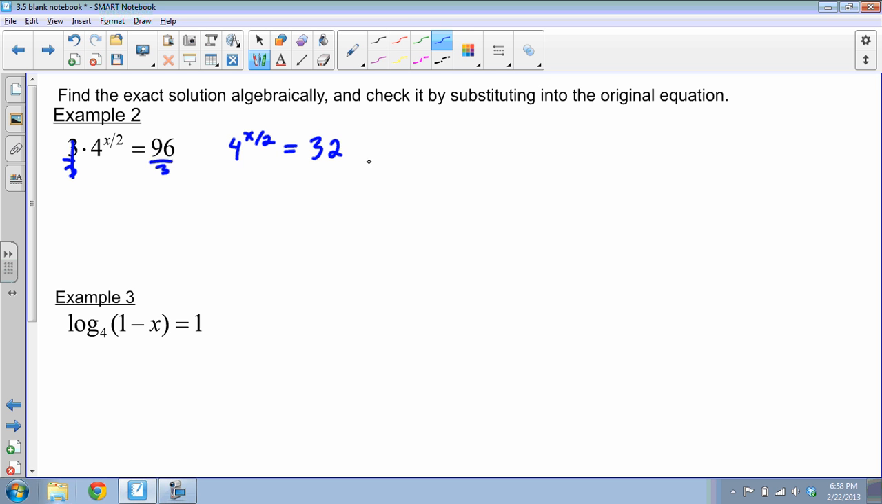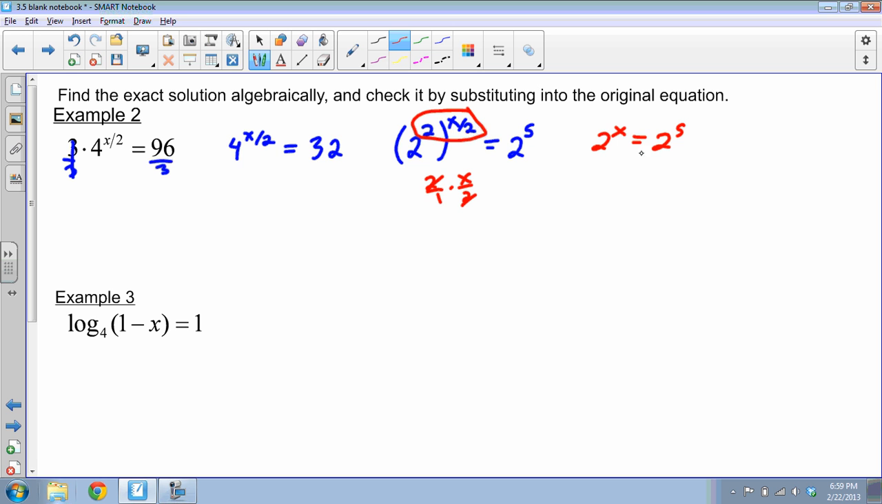From here we can take two different approaches. We can actually write both sides of this as 2 to some power. So 4 is really 2 squared, and that gives us 2 squared to the x over 2 power. 32 is 2 to the 5th power. If you don't have that memorized, you just do a little finger math or calculator math and figure that out. Now if I have 2 squared to the x over 2 power, I multiply those exponents together. So I have 2 times x over 2 in the exponent. Oh look, that's just x. So 2 to the x equals 2 to the 5th.